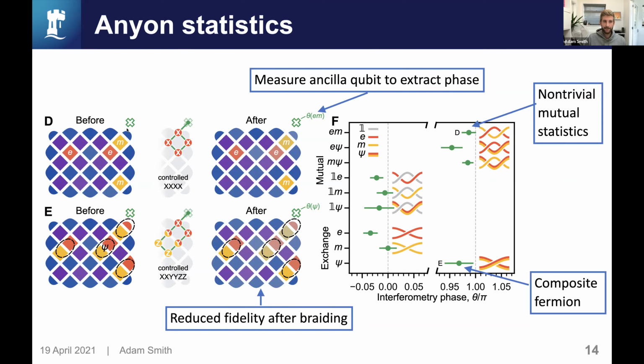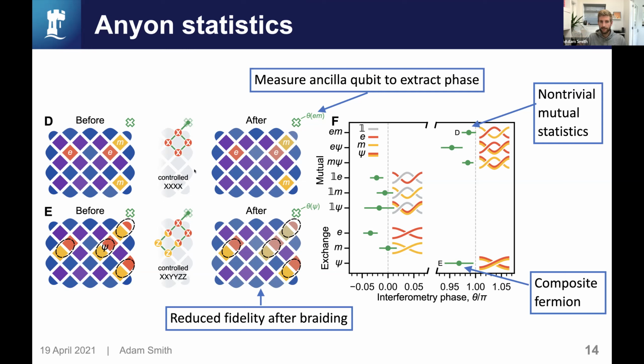And now we have this ancilla qubit, which I show as a green cross off to the top right. And now we have a controlled operation that realizes this loop. So if this ancilla qubit is in the 0 state, we do nothing. If it's in the 1 state, we drag this E around the M. And by starting in the plus state for this ancilla qubit, we end up able to extract this phase.